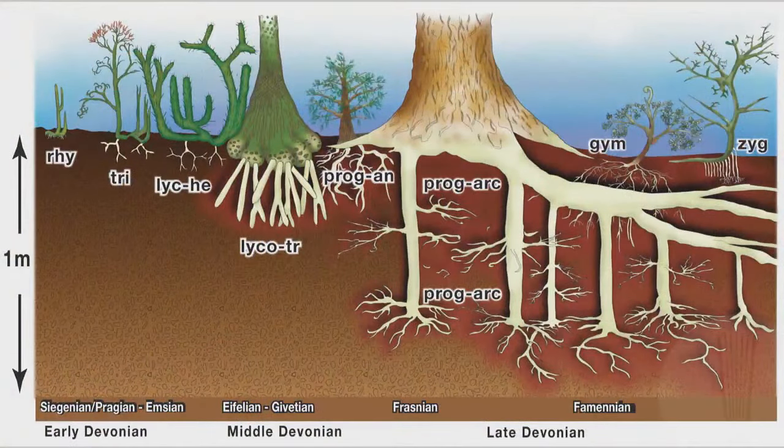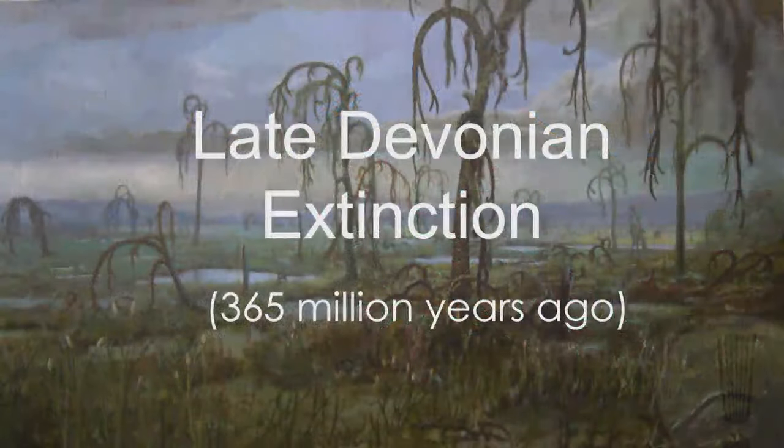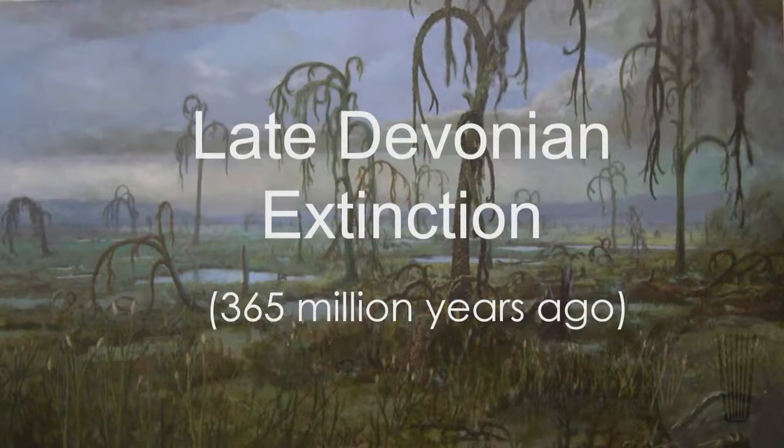And we also see as plants start to grow and develop roots, these roots start to get deeper and deeper. So over on the left-hand side of the slide, you see the early Devonian. Plants are pretty small, pretty short, pretty shallow roots. And as they evolve, you get taller and taller, their roots get deeper and deeper. And this is important because it leads to the late Devonian extinction, which happened about 365 million years ago.